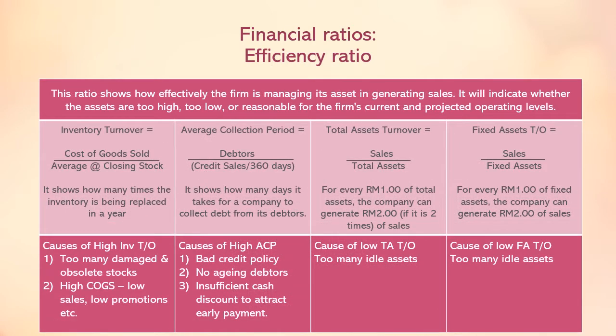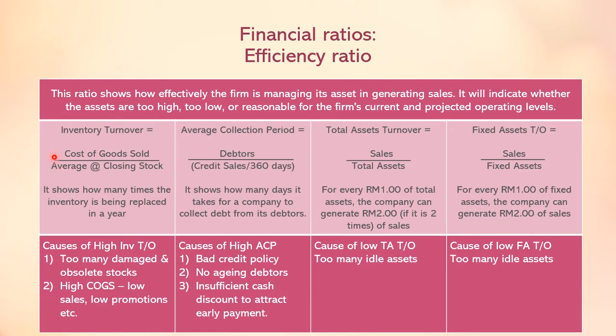Okay, the next is the efficiency ratio. This ratio shows how effectively the firm manages its assets to generate sales. It will indicate whether the assets are too high, too low, or in a reasonable amount for the firm's current and projected operating level. So there are 4 ratios that you can see here. One is inventory turnover. The other one is average collection period. The third one is the total assets turnover. And the fourth one is the fixed assets turnover.